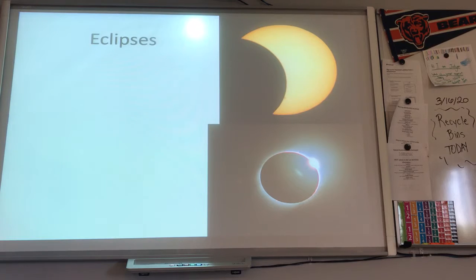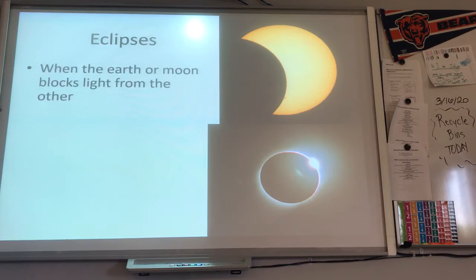Now we want to talk about eclipses. We had a very cool opportunity in 2017 to see the full solar eclipse, and we'll get to see it again in 2024, which is going to be here before we know it. But these eclipses are something we're going to talk about. An eclipse is when the Earth or moon blocks light from the other.